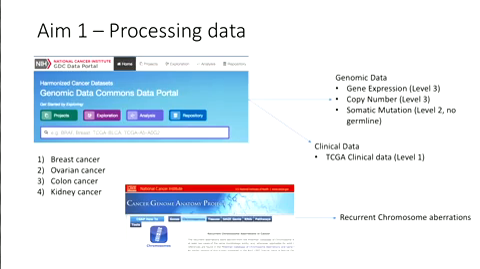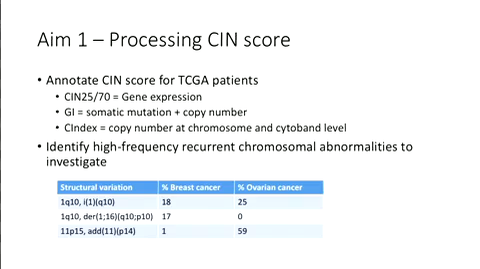And then I'll also be downloading the recurrent chromosome aberrations in the Mitelman database, which is basically more of the structural changes. And so you can see an example of that on the bottom table here. So basically when I'm processing the CIN score, I'll be annotating this for all of the TCGA patients.